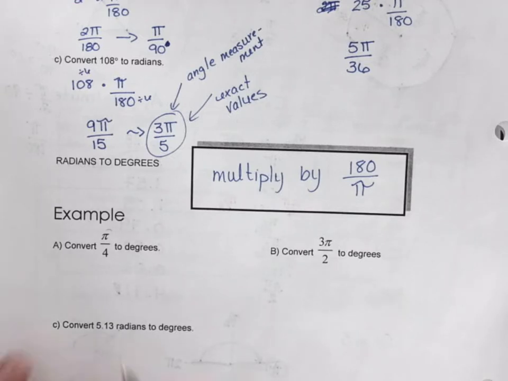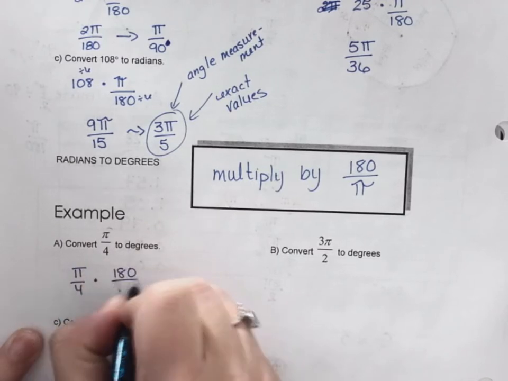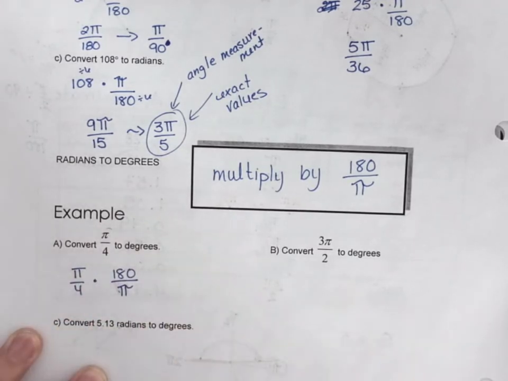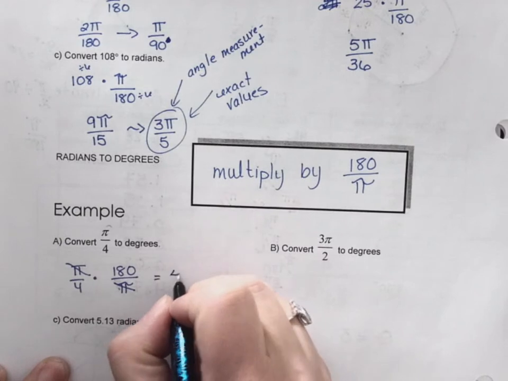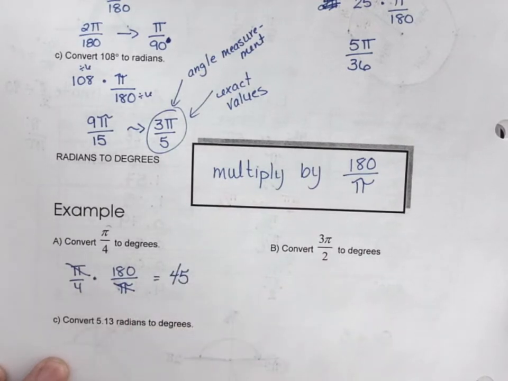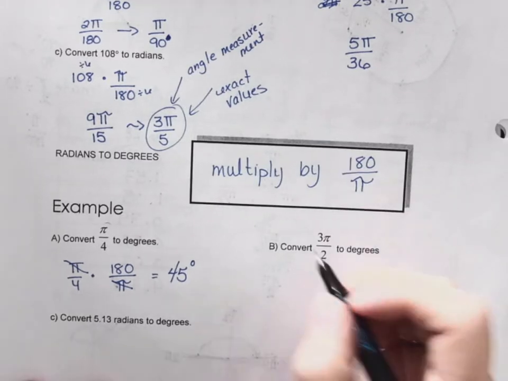Okay, so we have pi over 4 times 180 by pi. The whole goal of this is if we're converting to degrees, we're not going to have a pi symbol in there. So 180 divided by 4 gives me 45. What do I need with that 45? Degree symbol. Right, because it is a symbol.